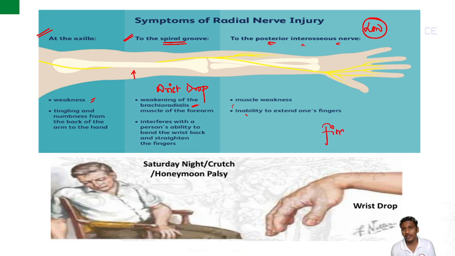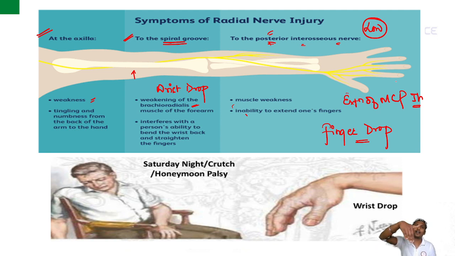And what do we mean by a finger drop? So please remember, the muscles which are innervated by the posterior interosseous nerve are usually responsible for causing the extension of your metacarpophalangeal joint. Okay, and if this nerve is injured and the muscles are paralyzed, there would be inability of extension of this metacarpophalangeal joint. So wrist can extend, but the metacarpophalangeal joint cannot extend, and this is known as your finger drop. Okay, please remember.